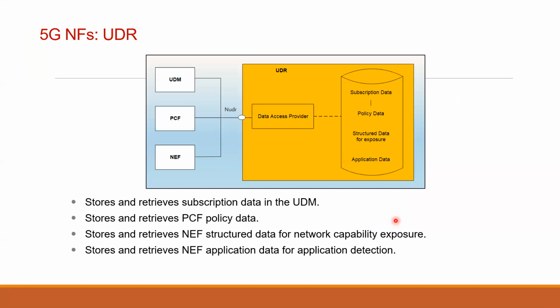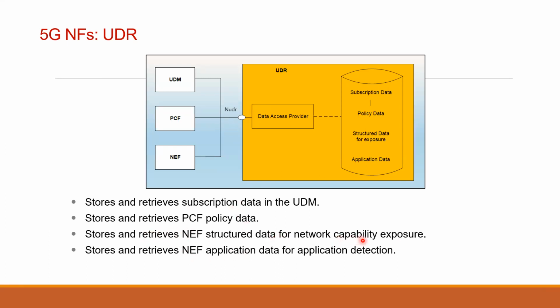Okay, the next network element which we discussed in the introduction is UDR, the Unified Data Repository. Like I mentioned, all your subscription related information is not stored in your network function. It is stored in your UDR. So all the subscription data from UDM is stored in the UDR. All the policies are not stored in the PCF, they are stored in the UDR, and PCF then retrieves them from UDR.